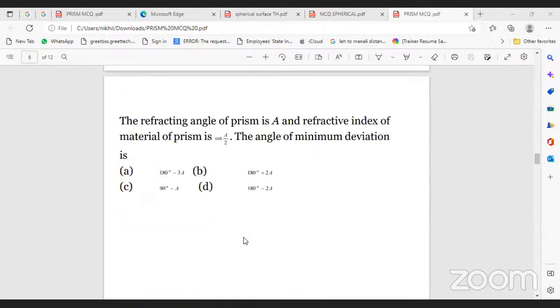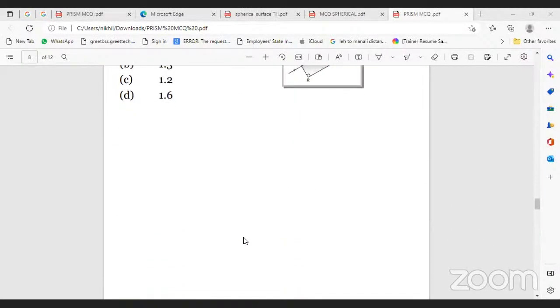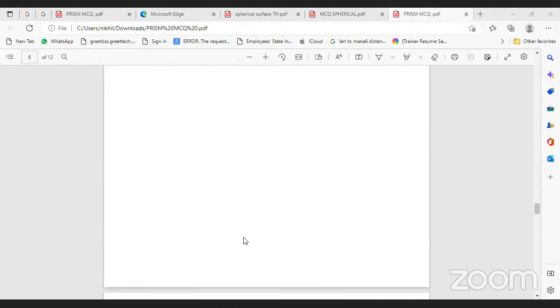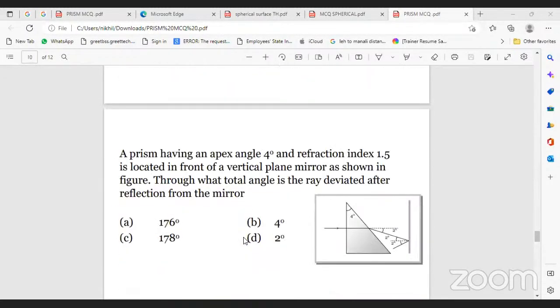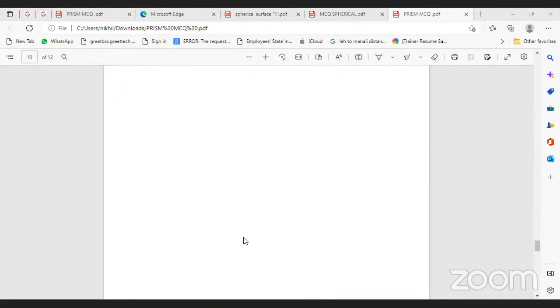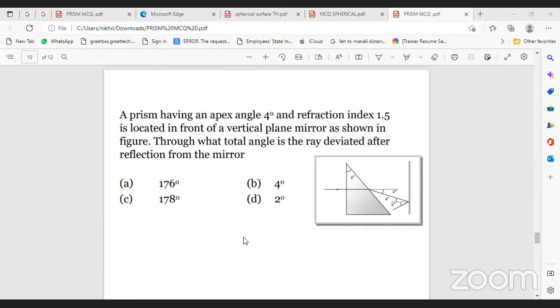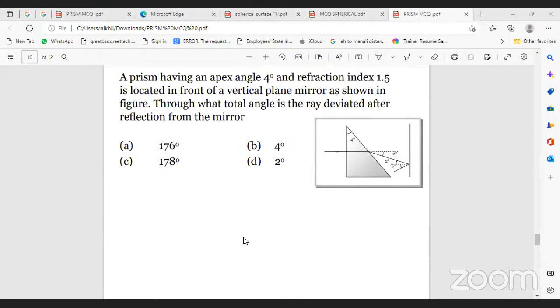Hey, Sajay, how many problems have you completed on that day based on prism? This is also completed, I think. Yeah, we have to do this, right? Yes, sir. Look at this problem.